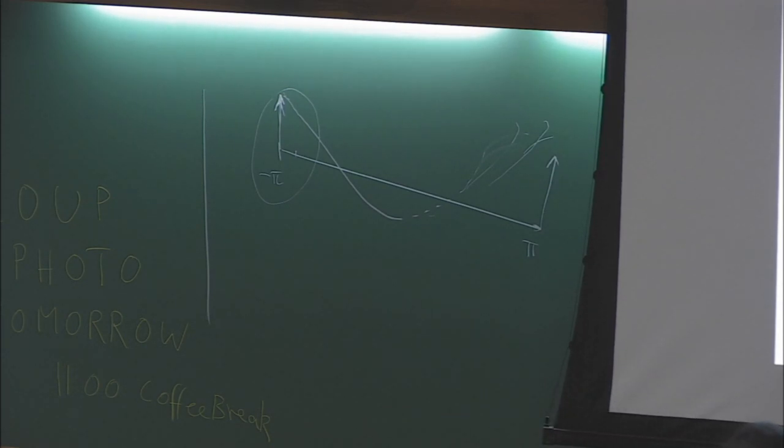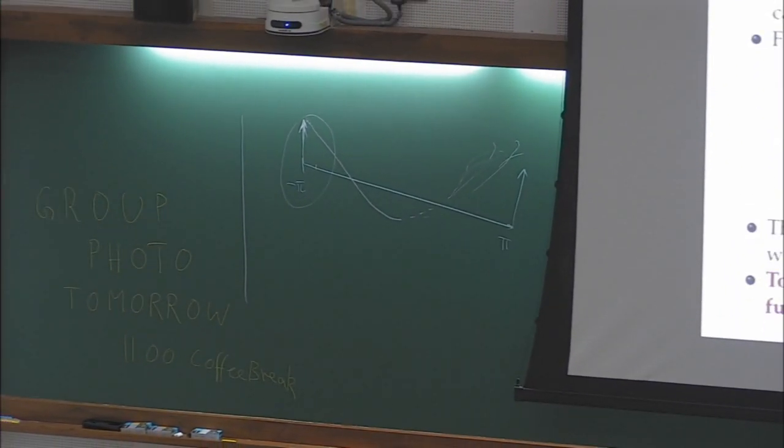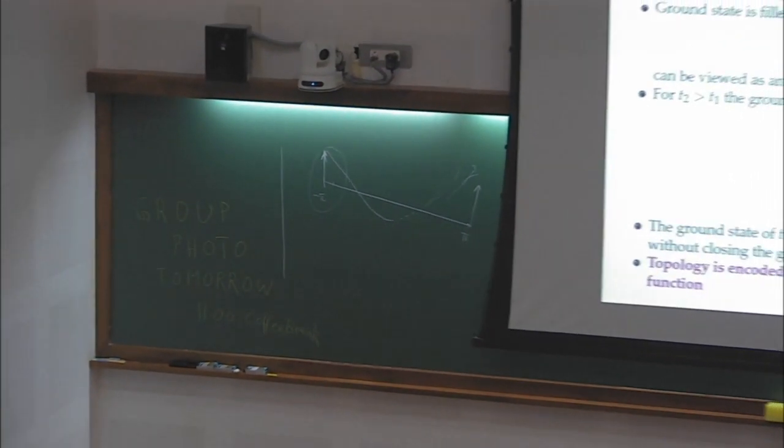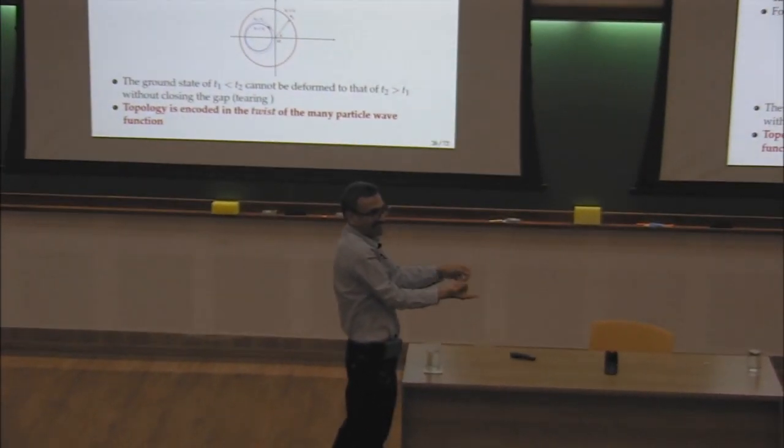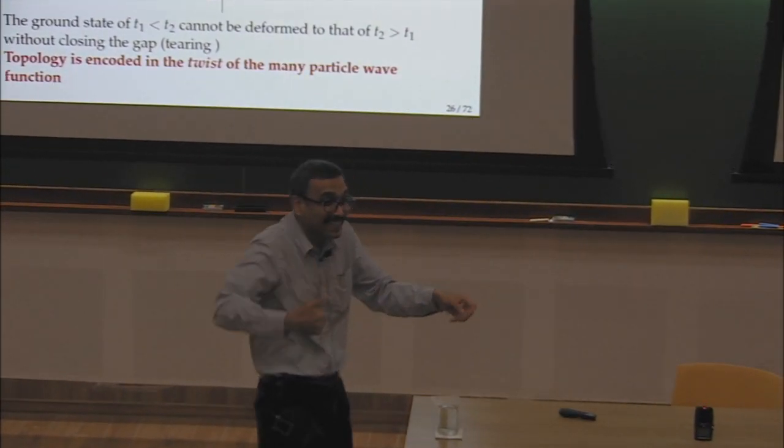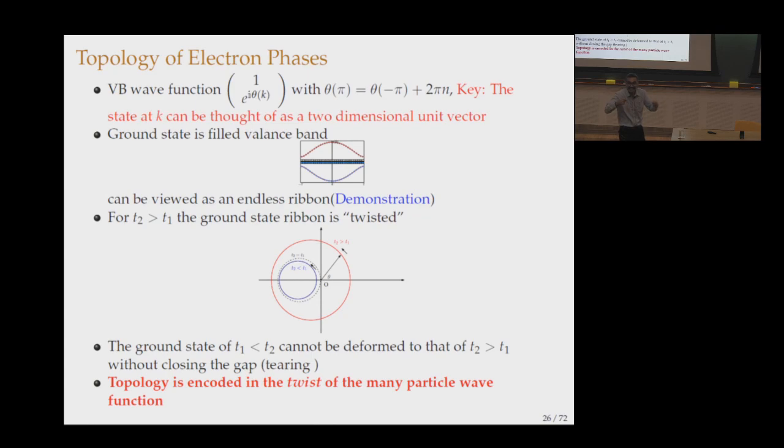And therefore, the Slater determinant wave function of the gapped phase for t2 by t1 less than 1 does not have this twist, whereas the Slater determinant for t2 by t1 greater than 1 encodes this twist. And you see, whether it is twisted or not cannot be smoothly connected to each other, because you have to have a twist or no twist. How can you go from one to the other? You have to cut something.